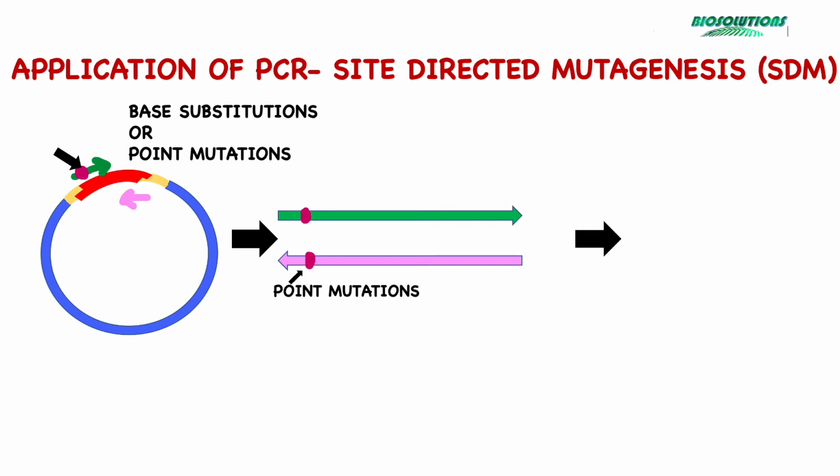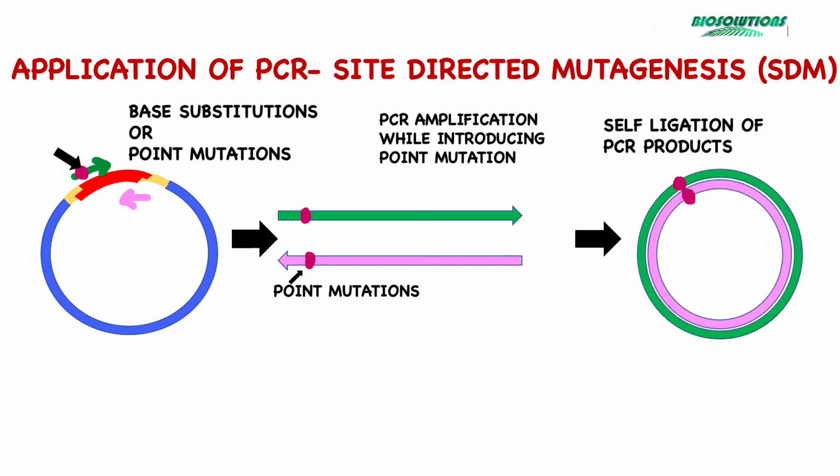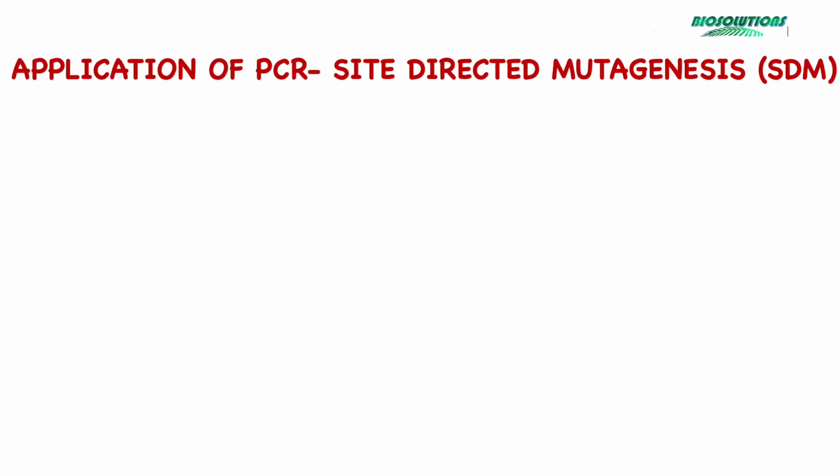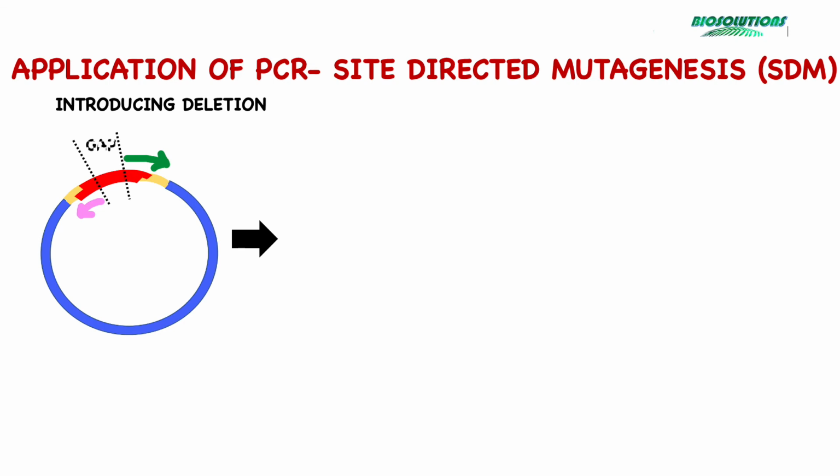As you can see here, that forward primer has a purposely changed base which will amplify the recombinant plasmid with the desired mutation. These PCR products are then self-ligated to create a new recombinant DNA with a point mutation. Or we can introduce deletions within a specific sequence using a set of forward and reverse primers such that their 5' ends are apart by a gap. This gap is the sequence we wish to delete.